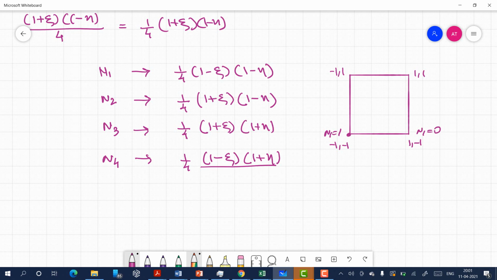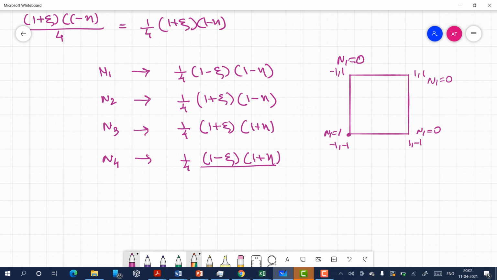Now let us look at shape function at node number 3. So 1 minus zeta, zeta has a value of 1. So this becomes 0 again. No need to bother. So N1 is equal to 0. Let us look at node number 4. Zeta has a value of minus 1. 1 minus minus 1 becomes 2, right? So this is finite. And 1 minus eta, eta is 1. So 1 minus 1 becomes 0. So then it is again 0.